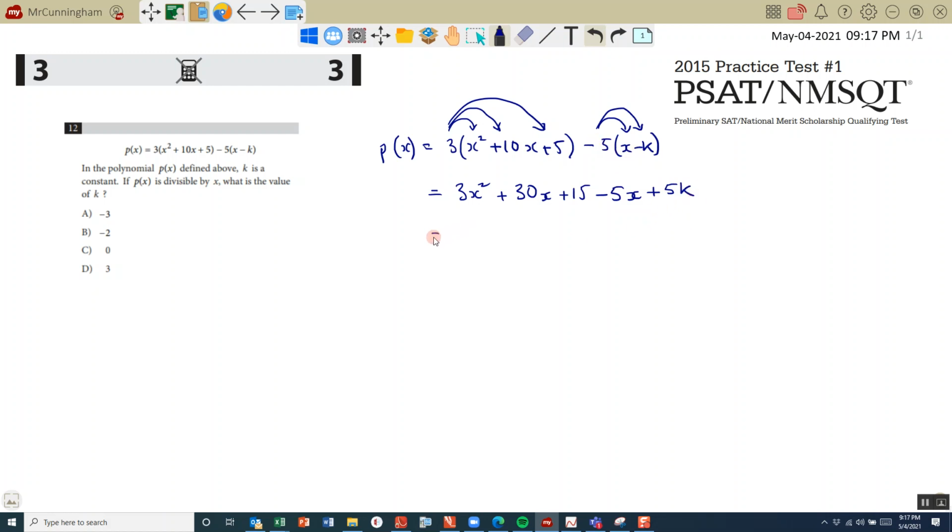And then I'm going to tidy it up. So I've got 3x squared here. I've got 30x, take away 5x, which is plus 25x. I've got 15 plus 5k. Alright, now if it's divisible by x, I need to find out the value of k.